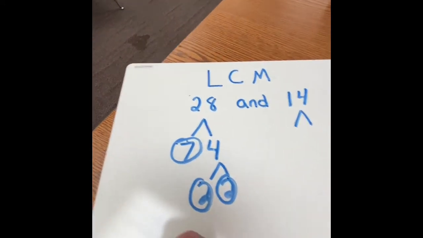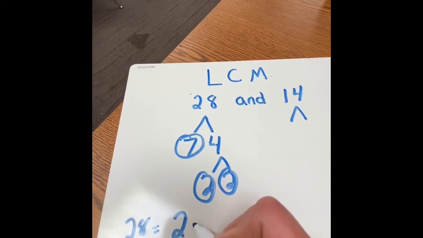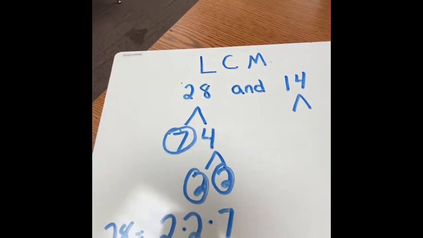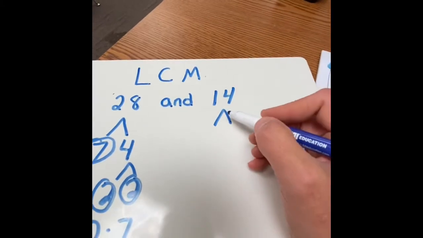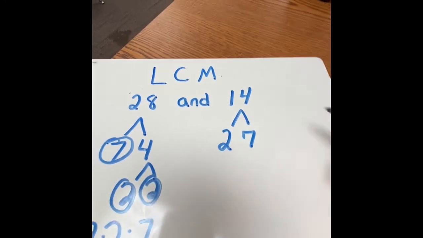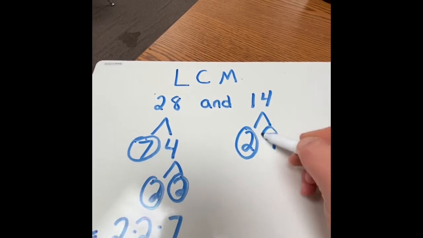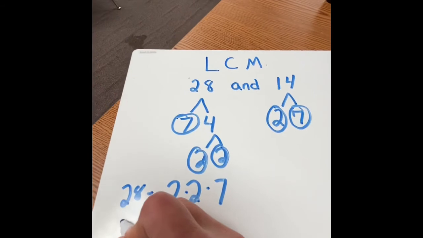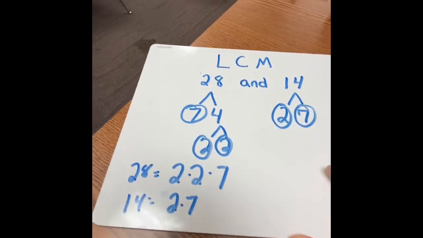So then the prime factorization for 28 would be 2 times 2 times 7, which 2 times 2 is 4, 4 times 7 is 28, to make sure we're right. Now let's look at 14. 2 times 7, right? So now we have the 2 that's prime and the 7 that's prime. We don't have to break it down any further. Now 14 would be 2 times 7.